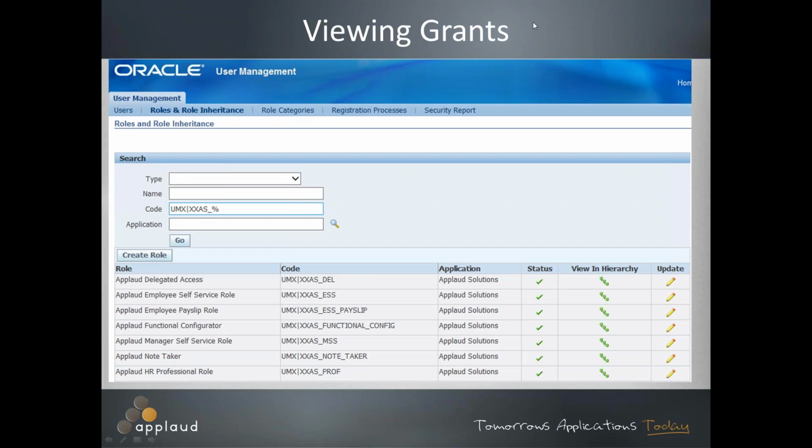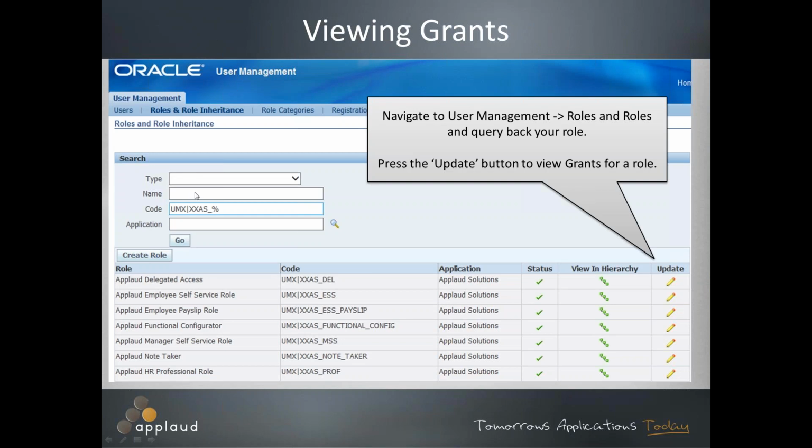So viewing grants, how do you actually view grants in Oracle? You may have already seen this from when you've been experimenting, but again we go into user management, we query back the roles, and then you press the update button over here. Again, there's a little bit of confusion in this screen. You're not actually updating anything, but you need to press the update button to view the grants that have been set up for that particular role. So don't worry about pressing update, you're not going to change anything, but that's the only way that you can see the grants for a particular role. A little bit confusing, I have to say, but there you go, that's Oracle for you.